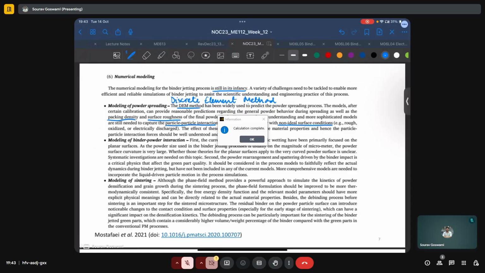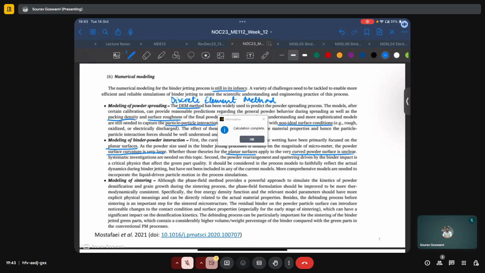Then there is the modeling of the binder and powder interaction. Whereas first, the current models for the dynamic wetting have been primarily focused on planar surfaces. In such processes as binder jetting, the powder size is typically of the order of micrometer, thus leading to very large surface curvatures. Thus, the theories which are applicable for planar surfaces may not be readily applicable to such highly curved powder surfaces.